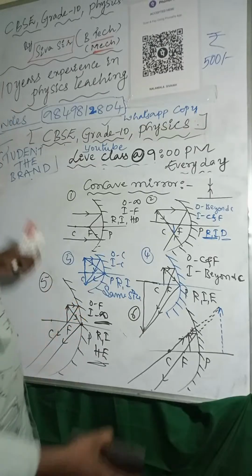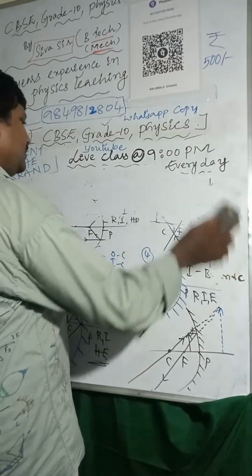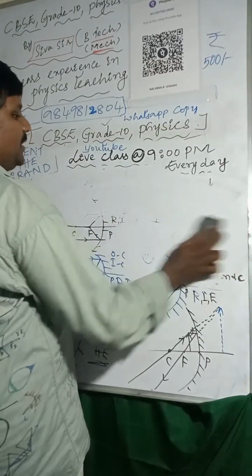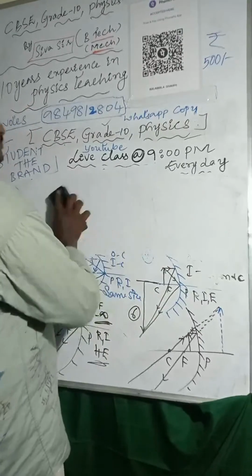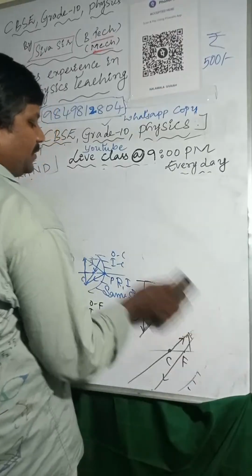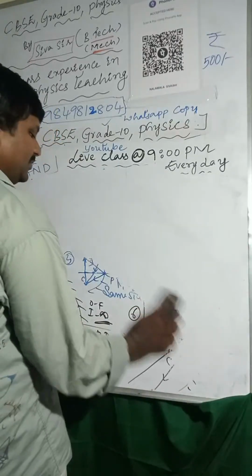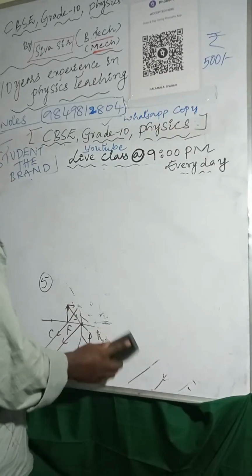So next one I will go to the convex mirror image formation. Now I will explain, just check it. When the object is moving towards the mirror, so image will form. So how the image will be, we need to understand.